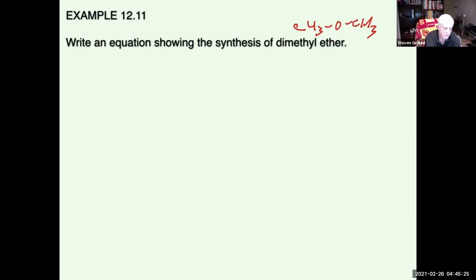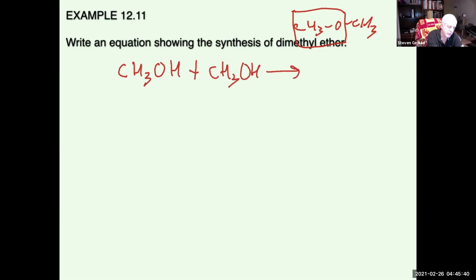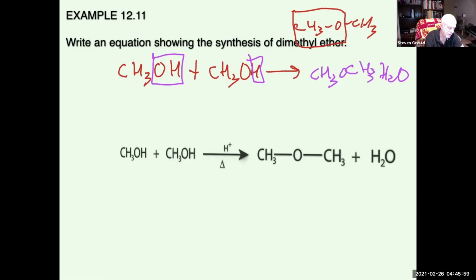How are we going to make it? We're going to use an alcohol that looks like that with an OH, right? So we're going to take methanol and add another one. And we're going to take an OH group and a hydrogen to form water. And then we're going to get CH3O and CH3. That's dimethyl ether. That's how you make it.